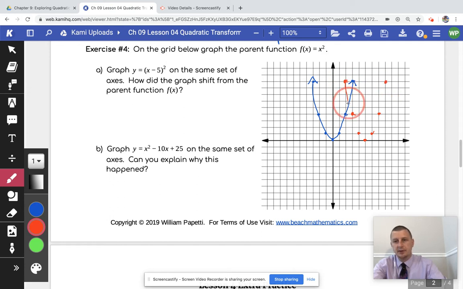And when we graph this parabola, we're going to see that, yes, look at that. Our parabola has in fact shifted 1, 2, 3, 4, 5 units to the right from the parent function of x squared. So subtracting 5 inside parentheses does in fact shift 5 units right.